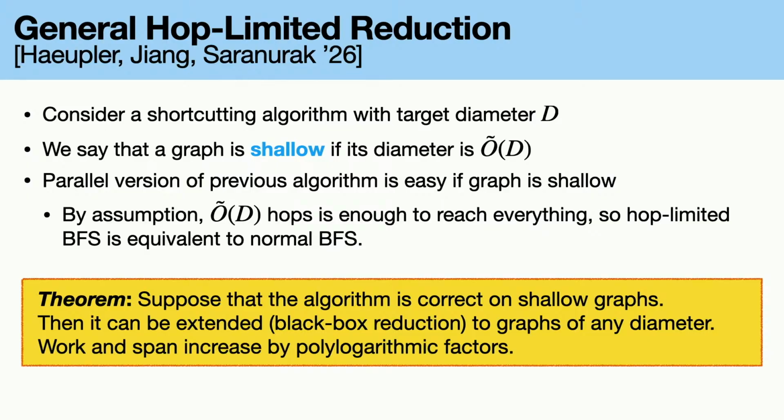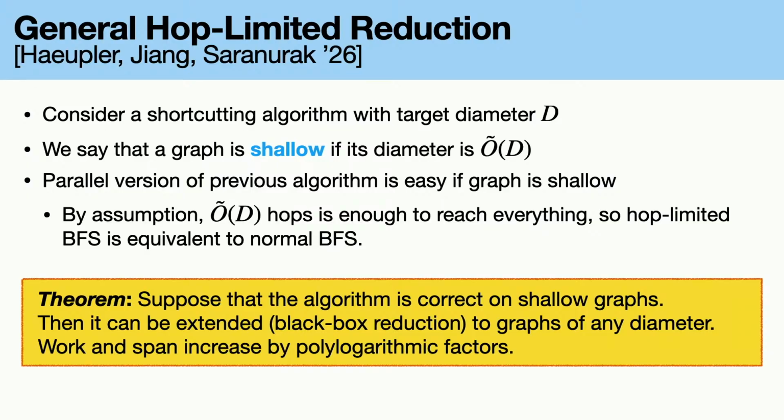If that's the setting we're in, if we know the input graph is shallow, we don't have to worry about doing a hop-limited breadth first search. If we run breadth first search all the way, it's just automatically going to finish quickly, right? So the previous algorithm is just parallel. I don't have to do anything.